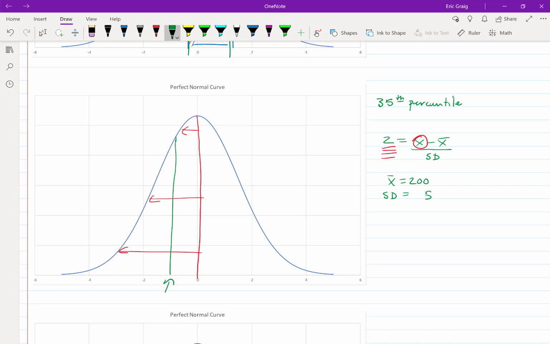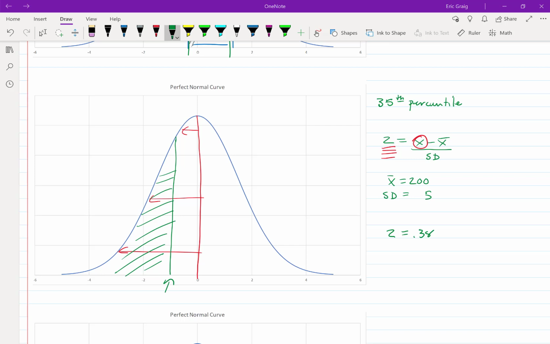So we want to find out, what is that z-score? We're going to go to our table, and we're going to look for the z-value in column C for an area of 0.35, or the 35th percentile. If we do that, you'll find that the value associated with that is z equals 0.38. You can open up your table and verify that.